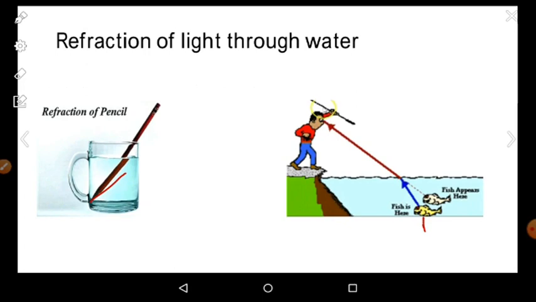But a person is observing from the bank, from the top here, at an angle of incidence i. And the image of the fish appears to be higher. The position of the fish appears somehow raised. So this is due to refraction of light here. The rise of the depth depends upon the angle of incidence.